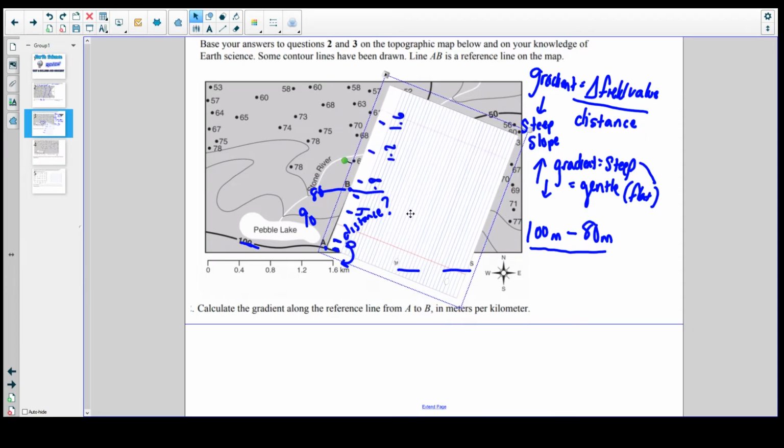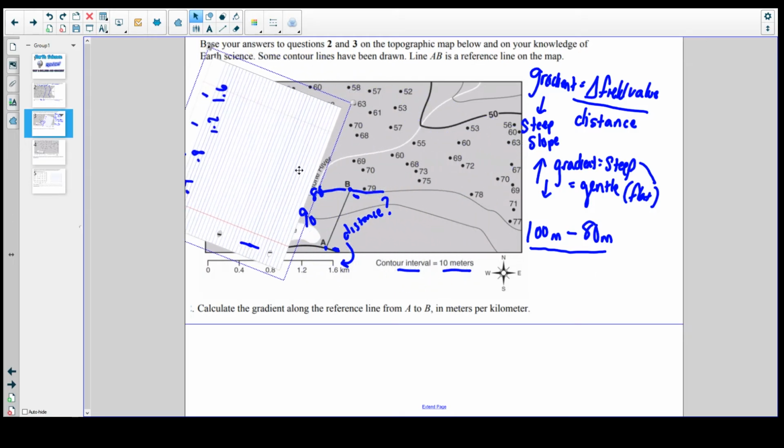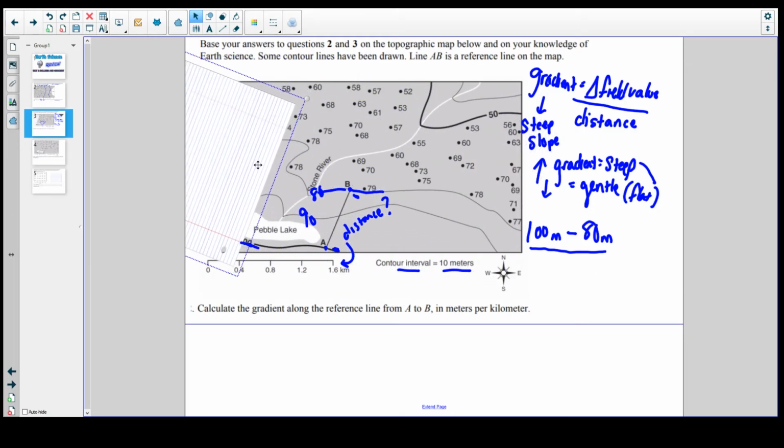So it looks to me like this distance is between 0.4 and 0.8. It looks like it's about 0.6 or 0.7, I would say, for the distance. So we could write that here. So let's do 0.7. And the unit here is kilometers.